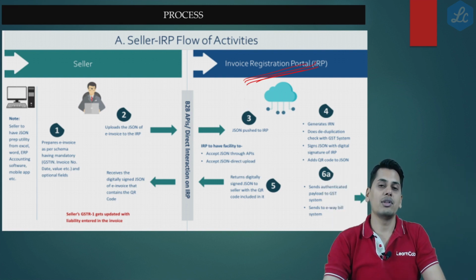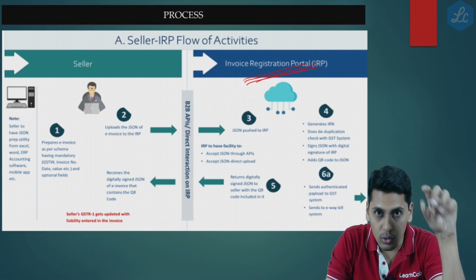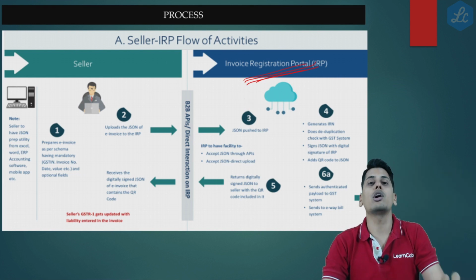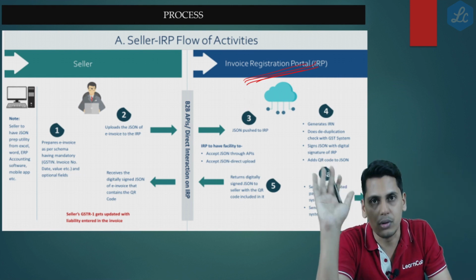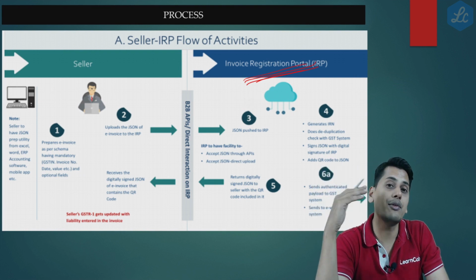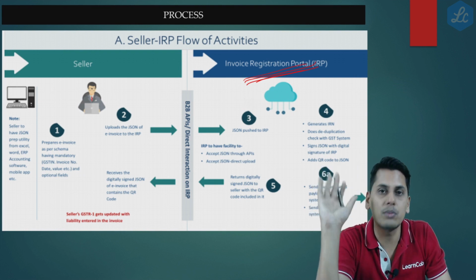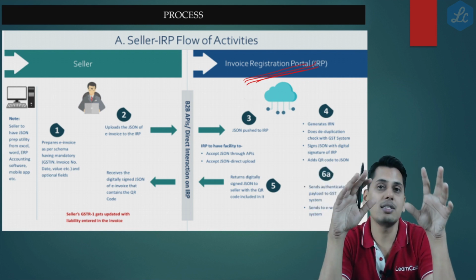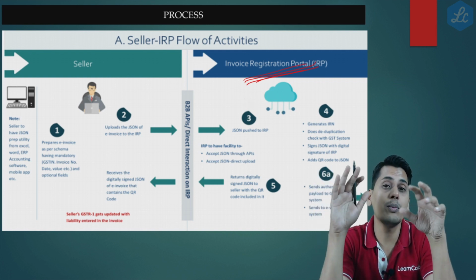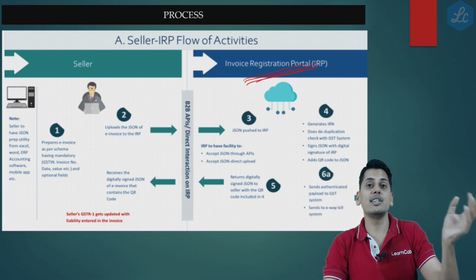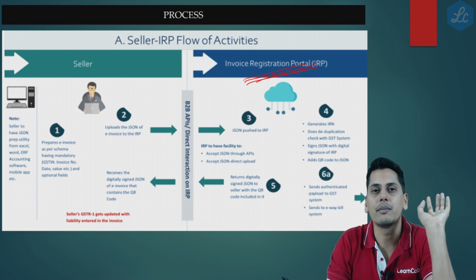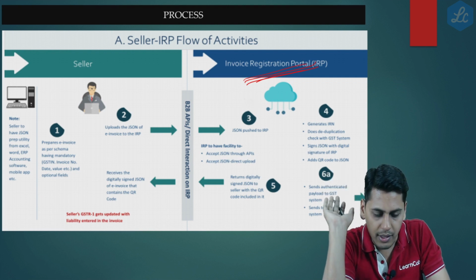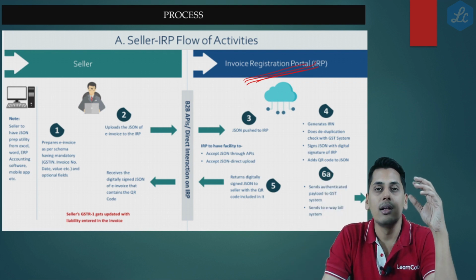Friends, in case this invoice happens to be an invoice for supply of goods and where an e-way bill is required, the invoice registration portal would also auto-populate these details in the e-way bill generation portal. So therefore, the generation of the e-way bill would also become automatic. So friends, this is the process, and furthermore, this invoice registration portal would also auto-populate the details of these invoices in GSTR 2A of the recipient. In GSTR 2A of the recipient also, these details are going to be auto-populated. So friends, this is the flow of the activity.